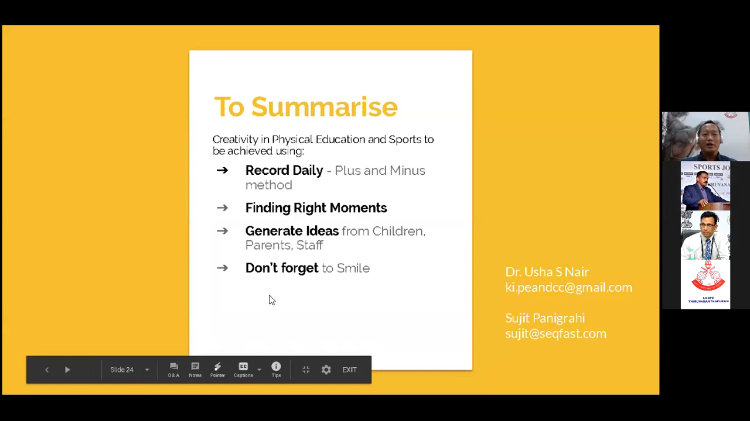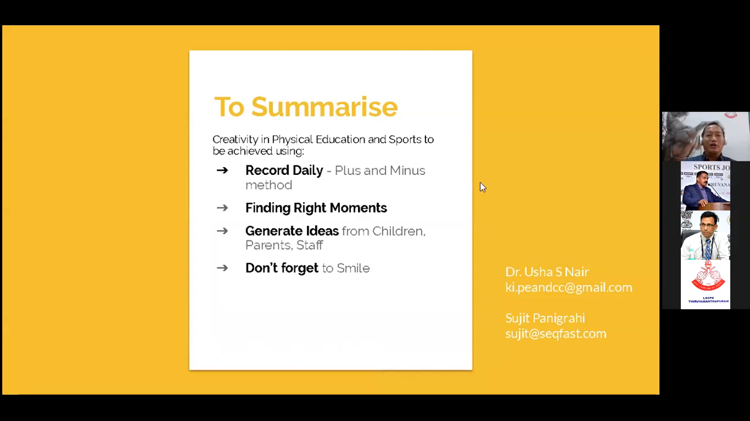To summarize, this is the thing I have talked about. It is important to have a daily record, a plus-minus method, and to influence important stakeholders like parents and staff in the school. It is always very important to plan out, to bring out some innovative ideas, because they are very important contributors for your physical education. As long as the staff and parents are willing to fund and talk good things about your programs, the school board, the managing boards will never hesitate in your funding.